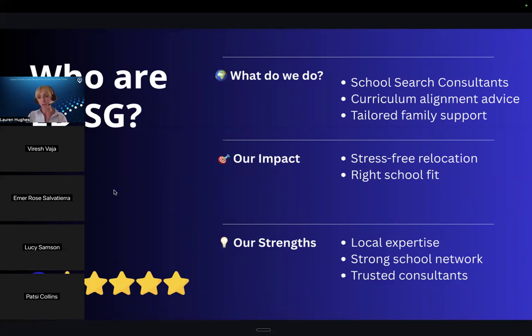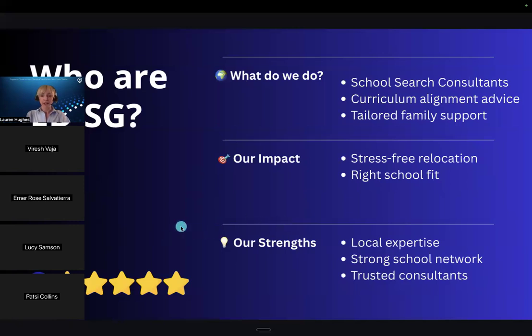So what do we do? We are school search consultants. We provide curriculum alignment advice and we provide tailored family support. Everything that we do is almost a concierge type service for each family, because of course every learner's need is very different and every family's need is very different. So the support that we provide is very much bespoke in accordance to that. Our impact is that we offer a stress-free relocation and the right school fit. We know that that is such a core component of a relocation. So having that be a good match is going to only make the rest of the move easier for you all.